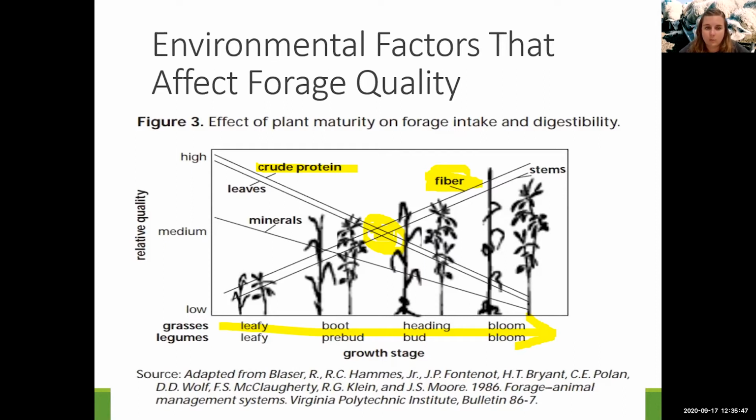However, we're planning on this as our cutting date, but a big rainstorm blows in. We might not get to cut until we're out here. And this is why we're going to need to analyze our forages to see what's really going on as far as nutrient content and the characteristics of those forages and how we need to be considering that as we're feeding out any ruminant animal.